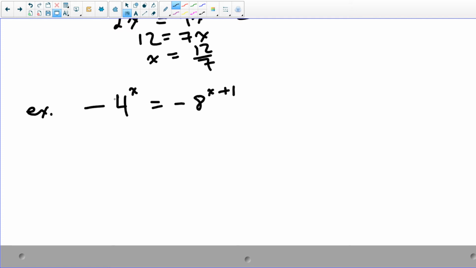There is no bracket around that negative 4. That means this negative is technically not attached to that 4. It's attached to the whole thing. That means that negative is like a negative 1 multiplying this side. And so is that negative. So the very first thing we should do is get rid of the negatives.